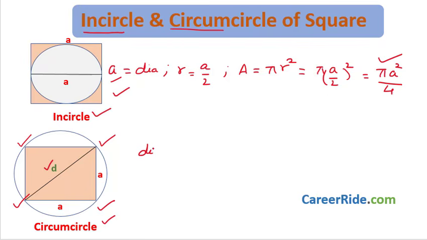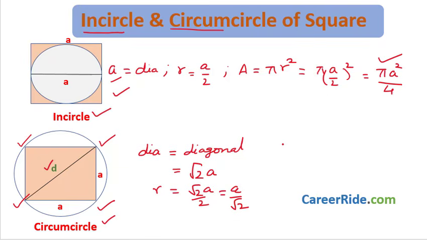So what is the diameter? The diameter of the circumcircle here is the diagonal, right? So what is the diagonal of a square? It is equal to root 2 a. This we know already, right? So the diameter becomes root 2 a. What does the radius become? The radius becomes root 2 a by 2, that is equal to a by root 2.